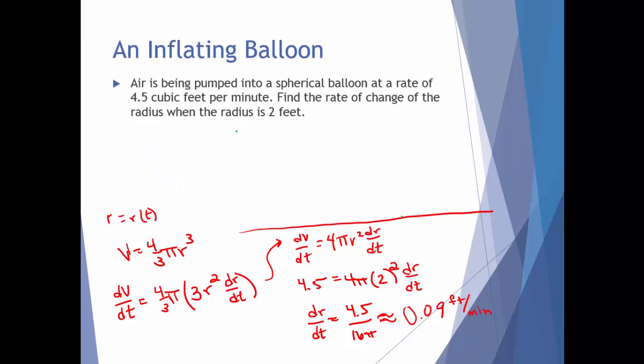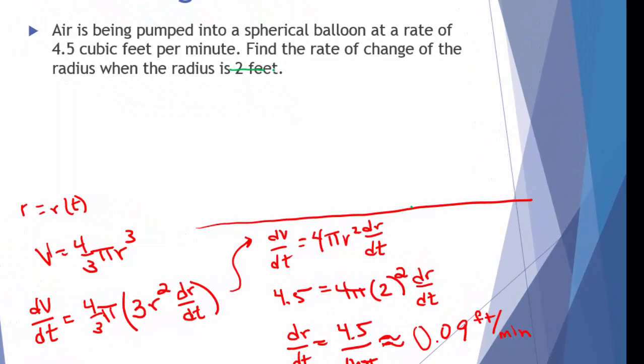What if instead of asking you for the rate of change in the radius when the radius is 2 feet, I had asked you when the radius is, let's say, half of a foot, 6 inches obviously, but because we need to keep all our units the same, I'll call it half a foot. How would that change my answer, do you think? Would my radius be changing at a rate larger than 0.09 or at a rate smaller than 0.09?